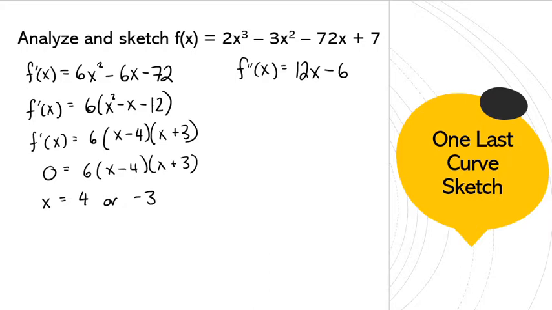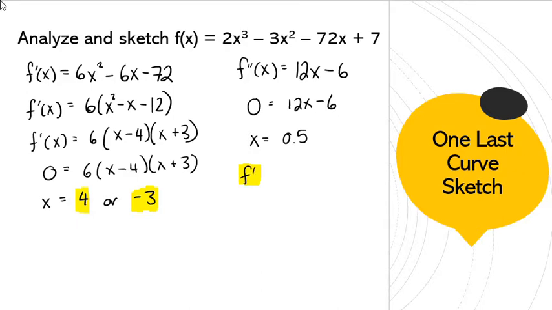Once again, if I want to find the zeros, I see that to make 12x minus 6 equal to 0, that would happen when x is equal to 0.5 or 1/2. That's my inflection point, so that's fine. But I also can use this second derivative to figure out whether these 2 points, when x is 4 and x is negative 3, are maximums or minimums.